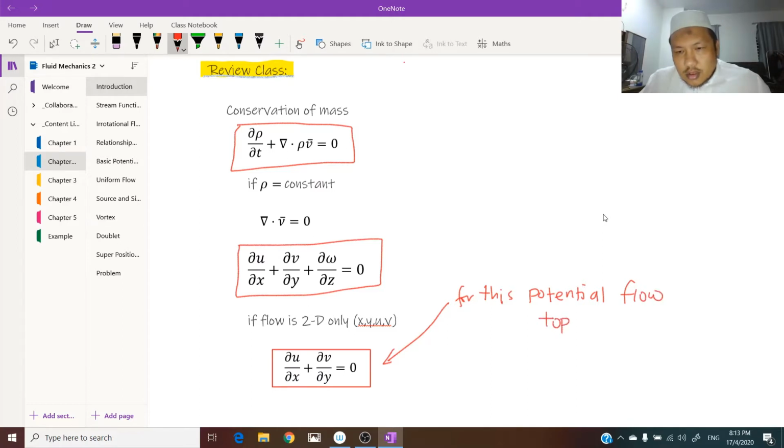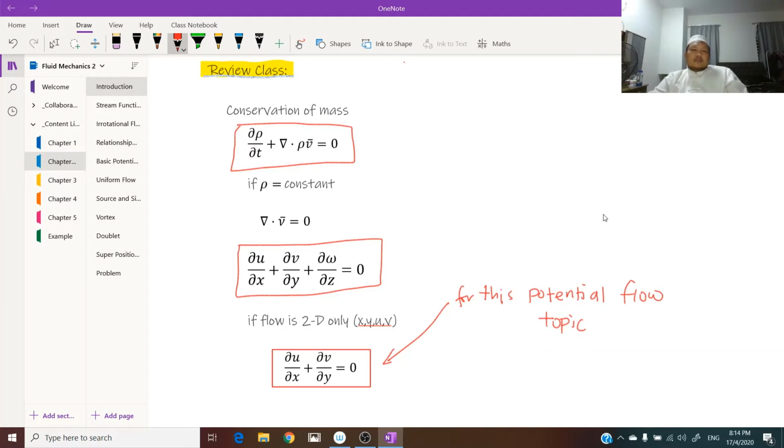So in this topic, we're going to use two-dimensional only. Why? Because they have some boundaries. We cannot use three-dimensional in order to solve the streamline, because three-dimensional only exists for the potential flow but not for the streamline. The streamline normally occurs in two-dimensional.